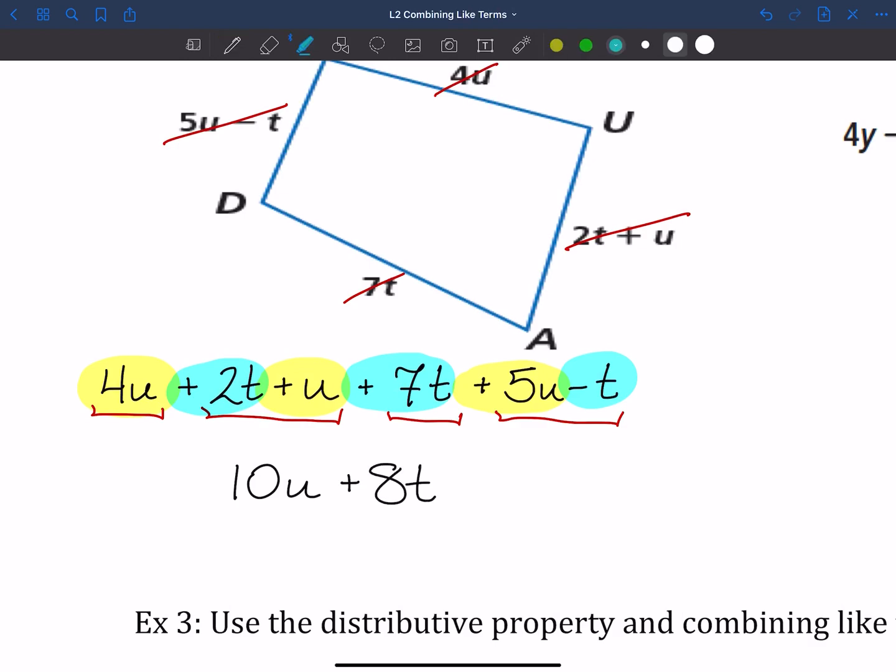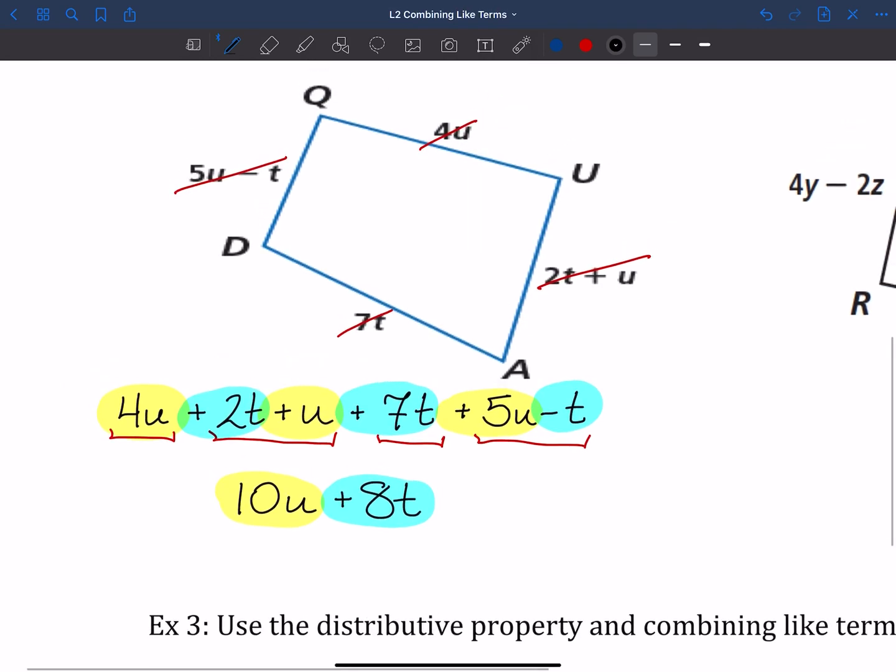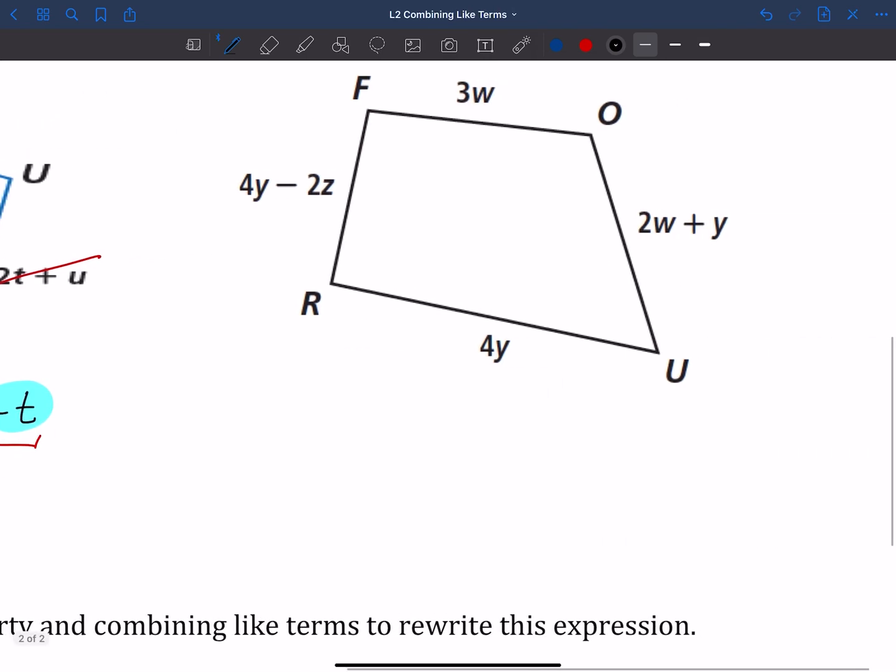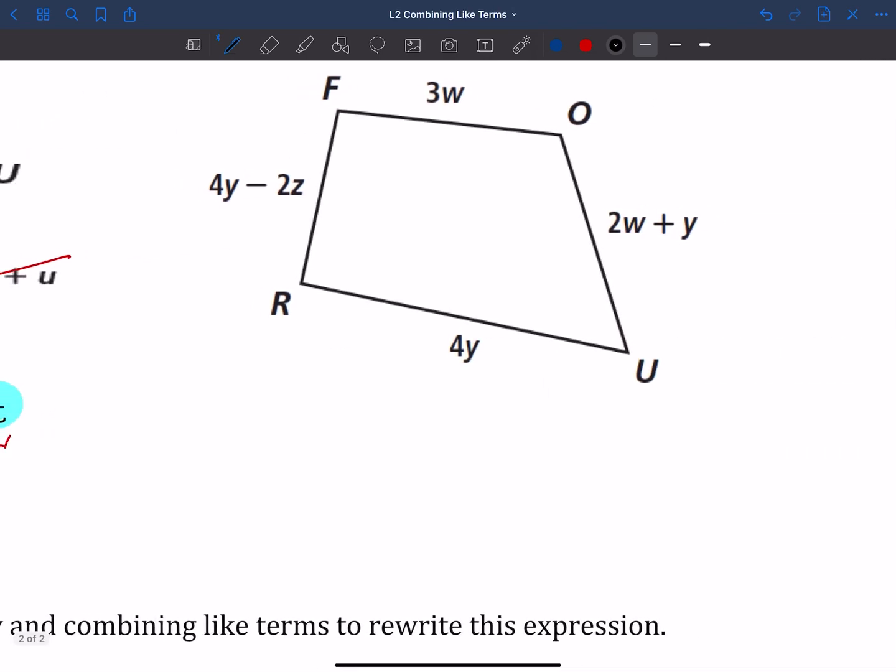All right? So what's in blue is what we got from the terms in blue above. What's in yellow is what we got from the yellow. All right? Once we get there, that's all we need, right? Our terms have been combined appropriately. That is the perimeter of that shape. All right? Let's try with something a little different, right? This one's got a couple different variables in it.